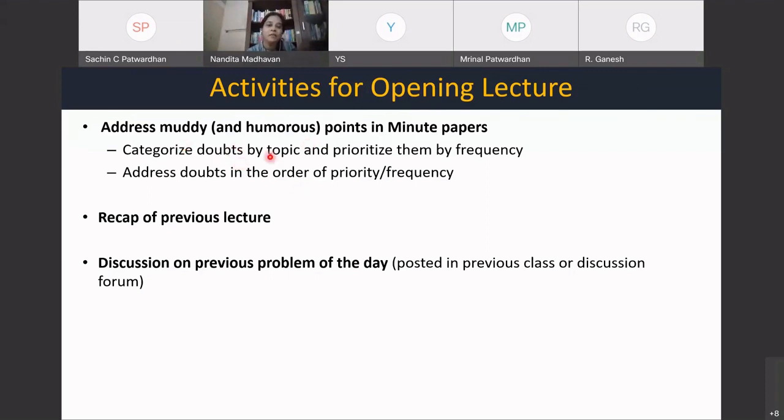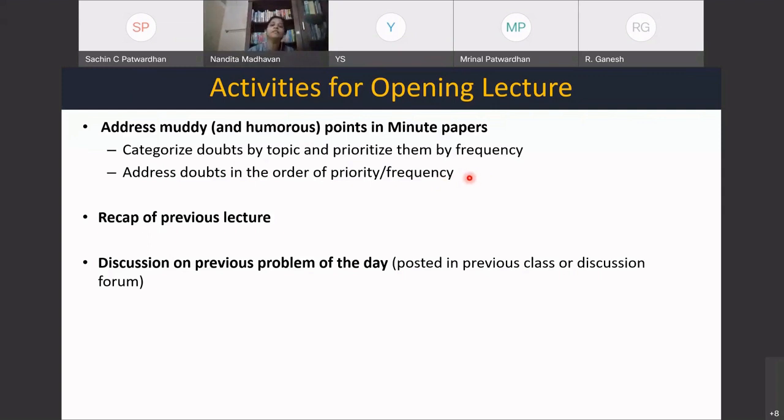Usually with these minute papers in larger classes, especially when you get 100 plus, what I have done is I read them and categorize them based on topics. So I first arrange them and then I prioritize based on frequency. Sometimes I have a TA help me with it. We put tally marks to see which common concept people have the most problem with. And in the next class, when I start the opening lecture, I show them the tally points and address the doubts in order of frequency or priority. And if there are students where I have just one chit on a particular topic, I tell them to ask their friends or meet me after class to address it.